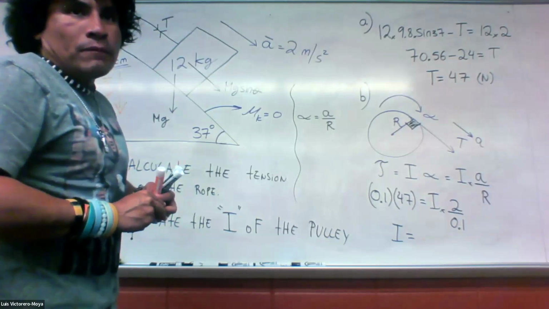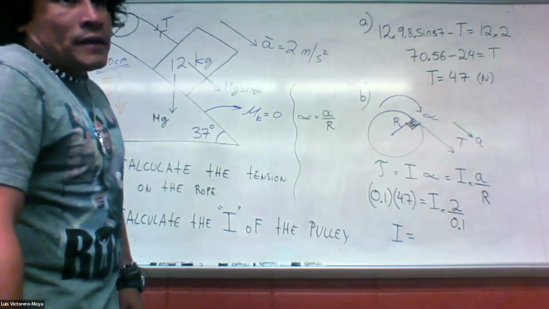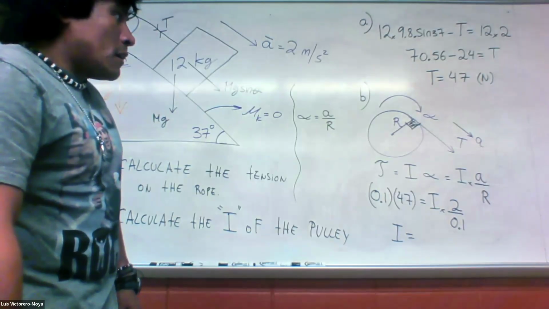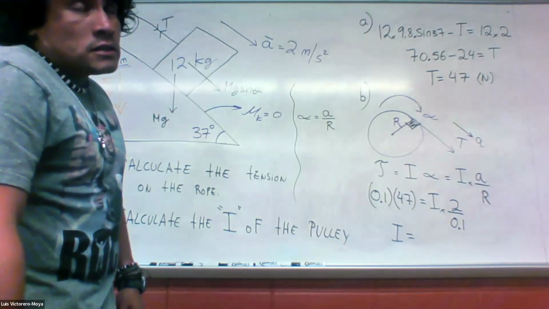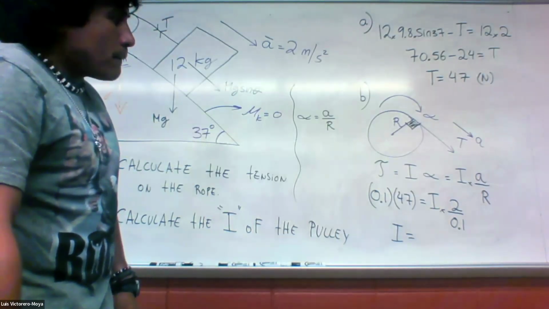Wait, I'm confused why we can't use the I equals 1/2 mr squared. You don't have the mass of the pulley. Oh, okay, thank you. So if you don't have the mass, then you can't use that. Besides, as I said, you don't know what type of object it is, right? It can be a disk, it can be a cylinder, right? But you don't have the mass, so you have to use that. All right?